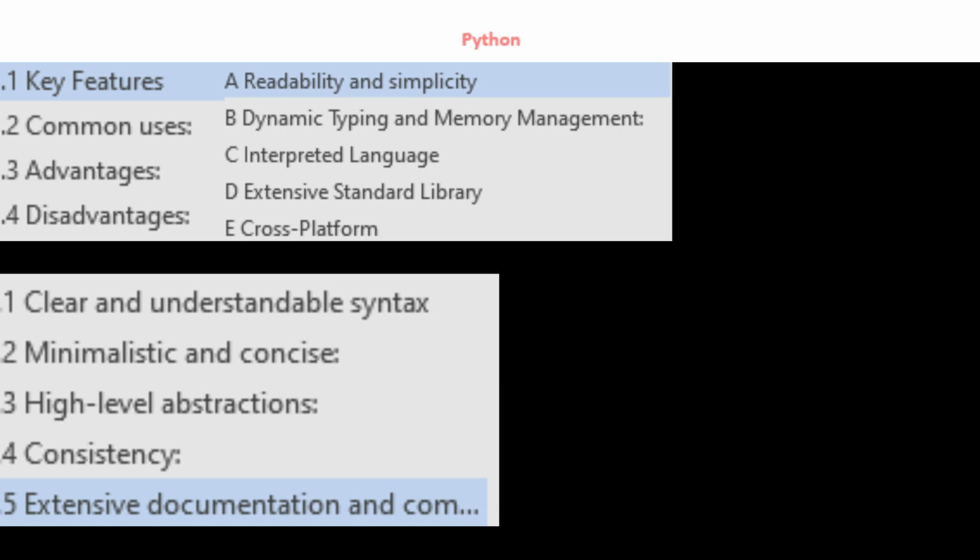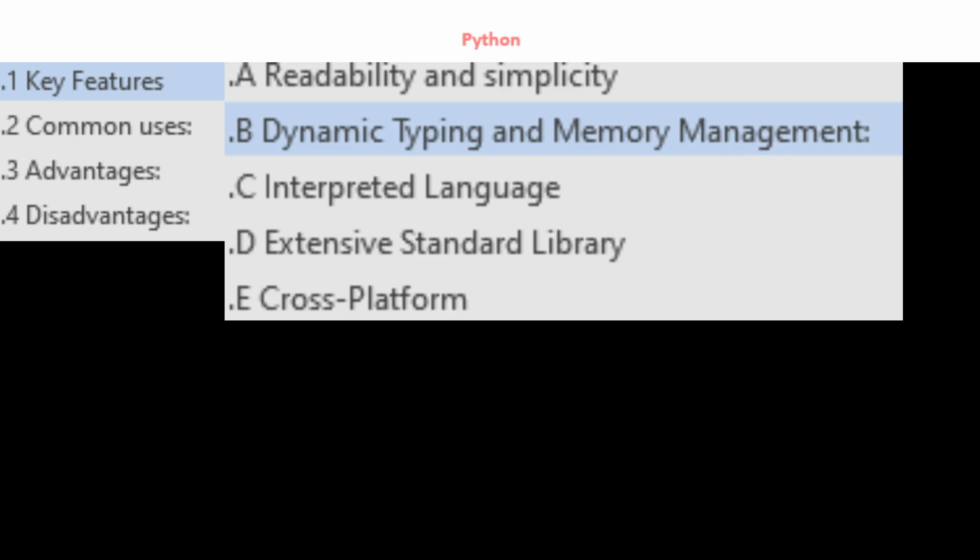Python's comprehensive documentation and active community forums provide ample resources for learning and troubleshooting, which contributes to the overall simplicity of using the language. Example: the official Python documentation and platforms like Stack Overflow offer solutions and explanations for common issues. Dynamic typing and memory management. Variables in Python are dynamically typed. Memory management is handled by Python's built-in garbage collector.